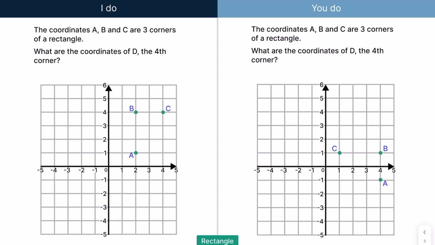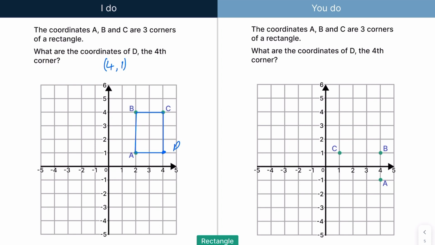So in this case, we've been told that we have a rectangle ABC. We've been given 3 points, and we've been asked what's the fourth coordinate. So the fourth coordinate must be there to make this a rectangle. And if I just draw that out, that would look something like this. Now the question does ask for the coordinates. So the coordinates of D are going to be 4, 1.